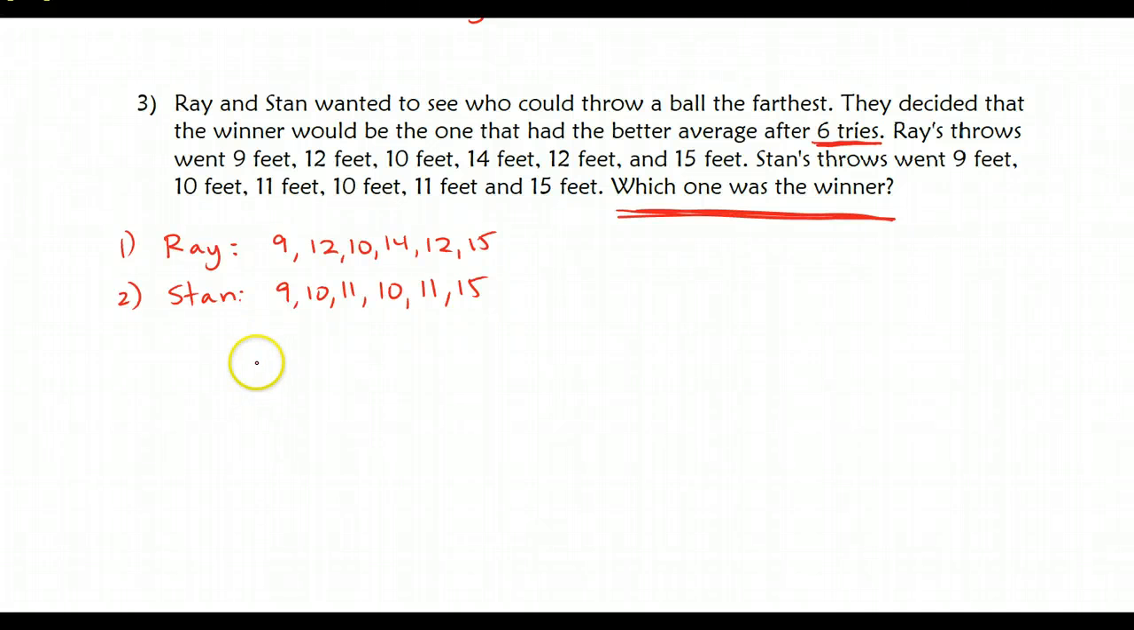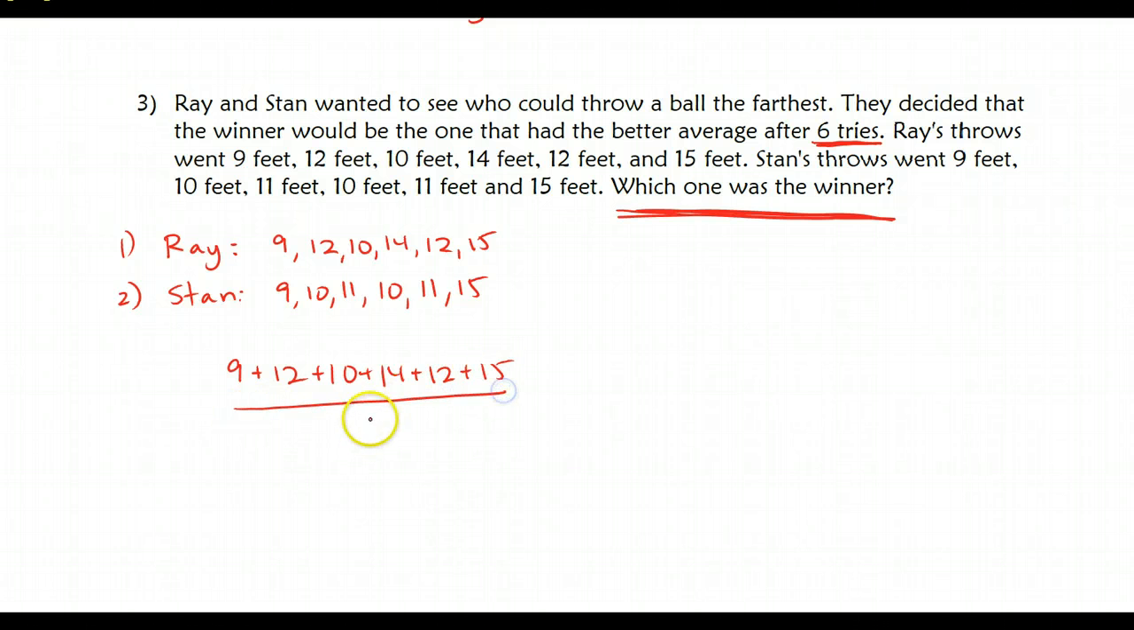Okay, so let's start with Ray. 9 plus 12 plus 10 plus 14 plus 12 plus 15, divided by the total number, which is 6. When I calculate that, again, make sure you put that in parentheses, or you hit enter after you do the sum first. The top part here is 72 after I do the sum of these numbers. Then if I do 72 divided by 6, I get 12. So his average distance was 12 feet.